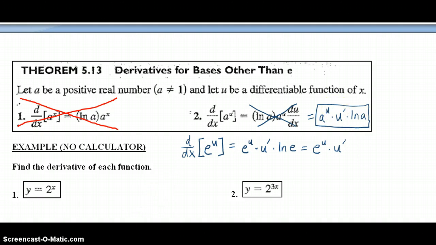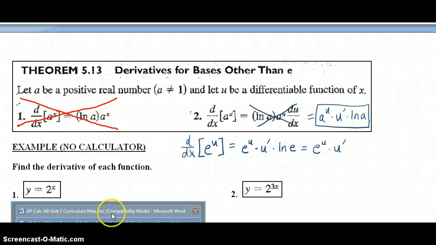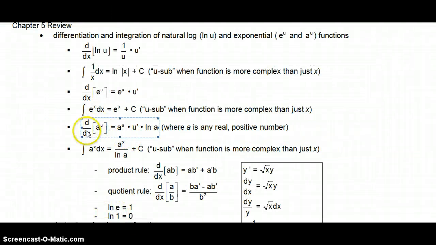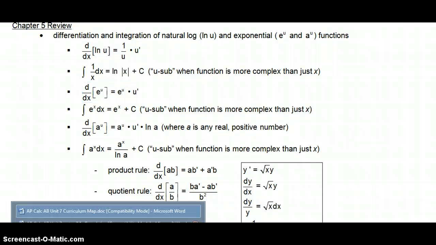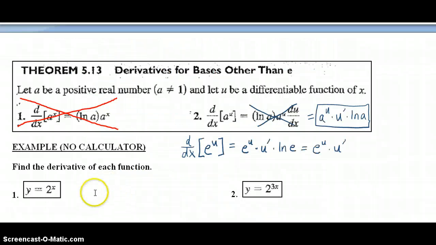So if I go back to the curriculum map and the review notes, you can see that the way I write the derivative rule with respect to x of a to the u power is exactly as I just wrote it on our notes there: a to the u times u prime times the natural log of a. And this is a product, so the order in which you write it really doesn't matter. But it's easy to remember this rule and this rule because they're really the same rule. We just don't put the natural log of e on the end of that one. Some examples of this.